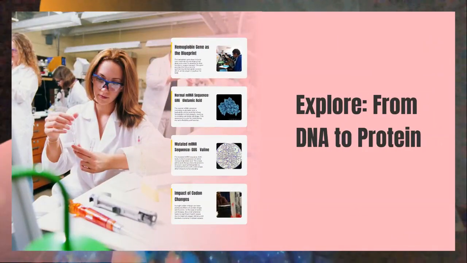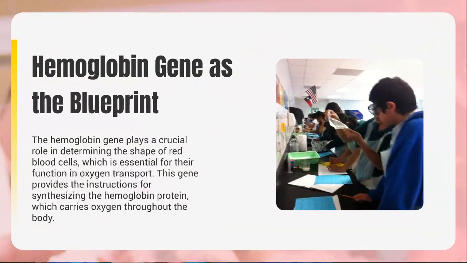So let's talk about this from DNA to protein. So hemoglobin is a genetic blueprint that we're going to be looking for. The hemoglobin gene plays a crucial role in determining the shape of red blood cells. The form is how we get to the function. So red blood cells should be rounded so that they can flow easily through narrow passages, and they should also be flexible, not just for flow purposes, but also their structure, their form helps determine how well they can carry gases like oxygen.